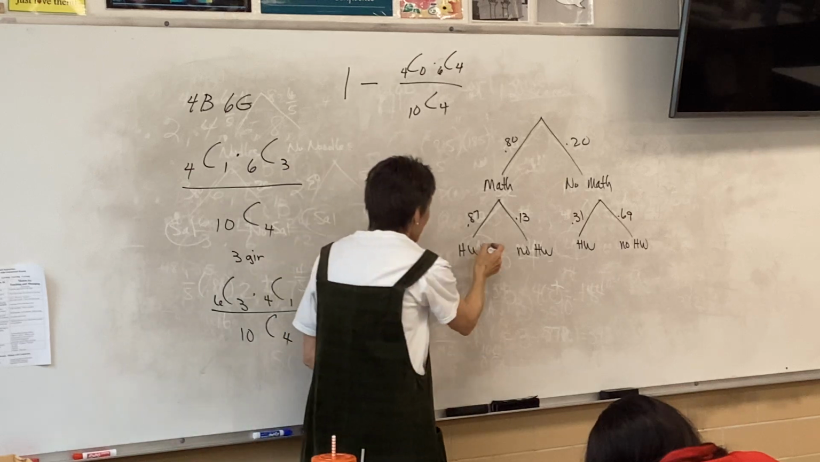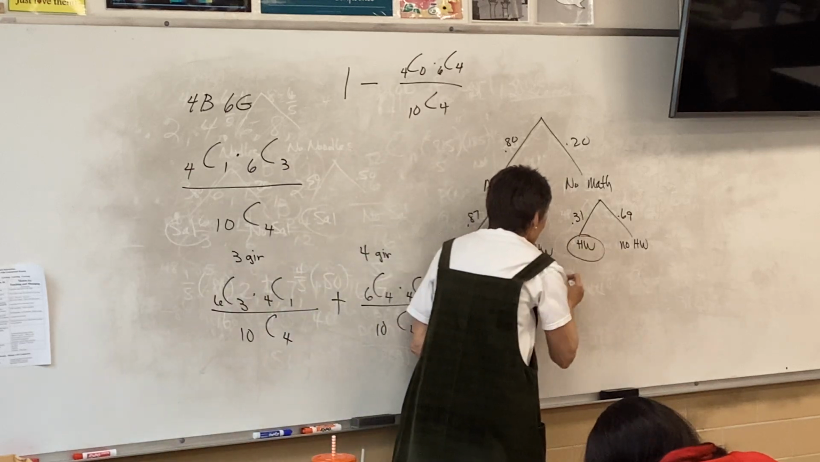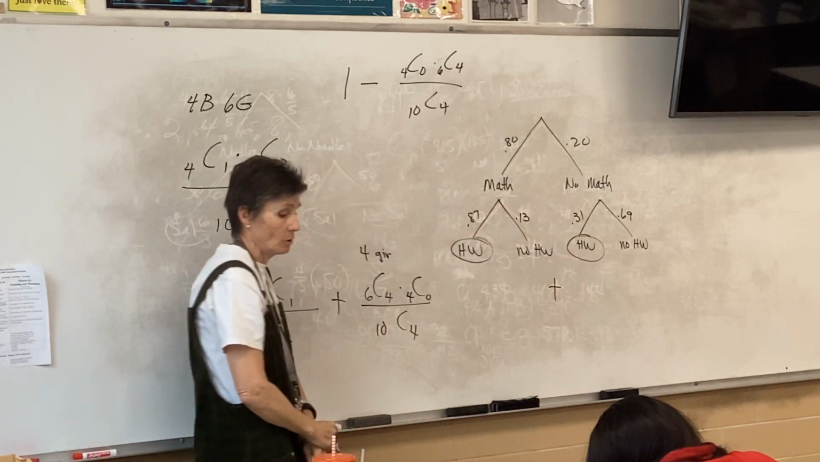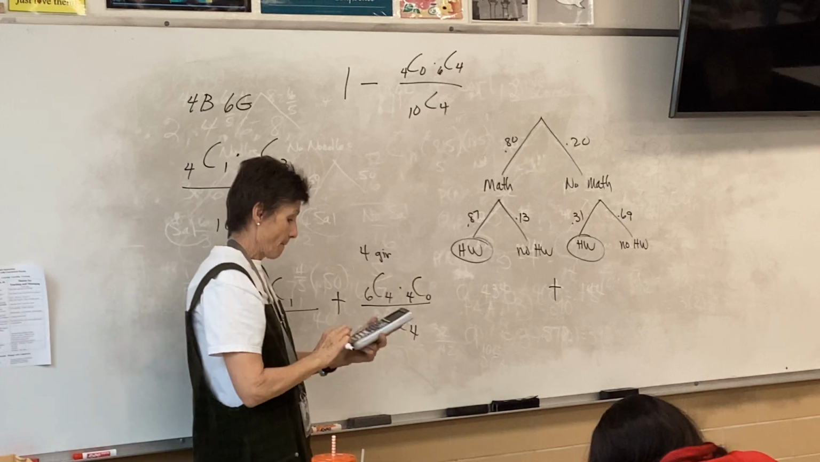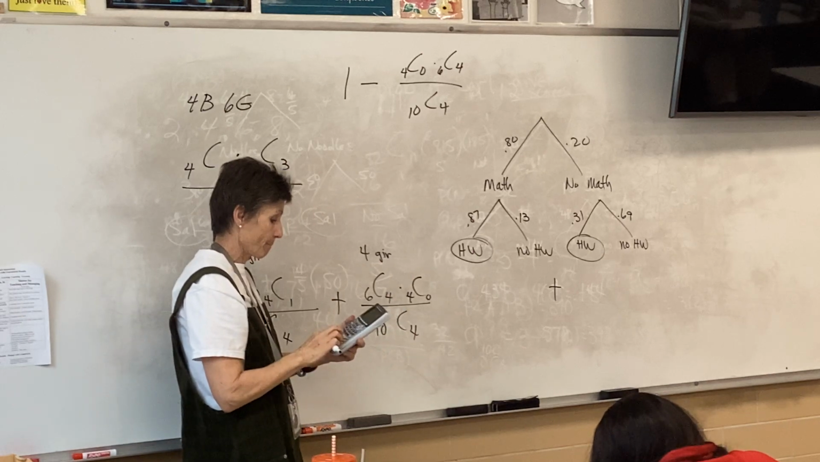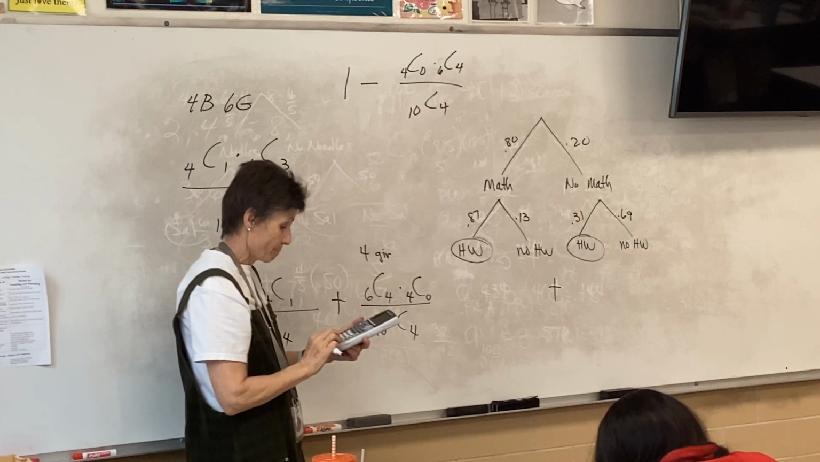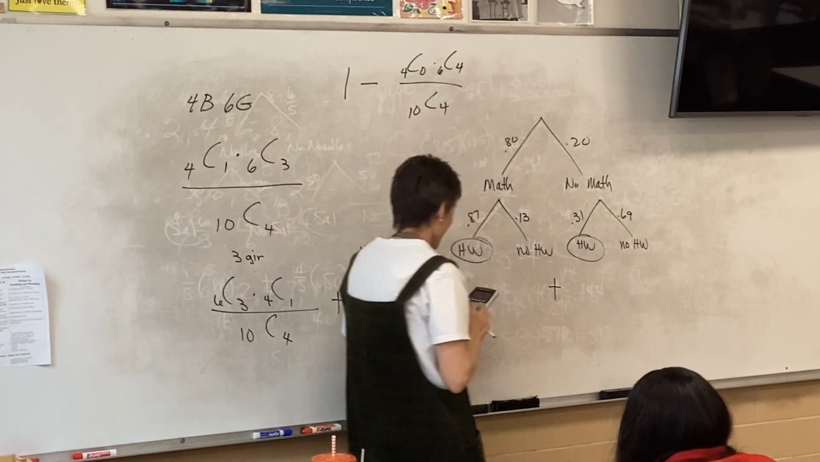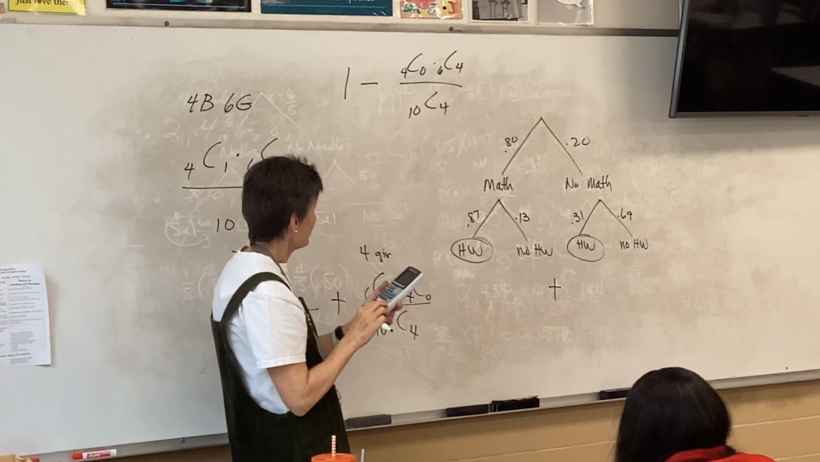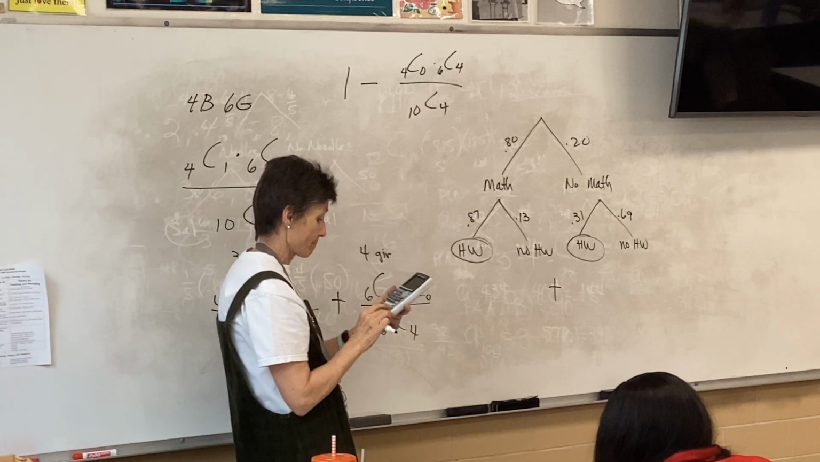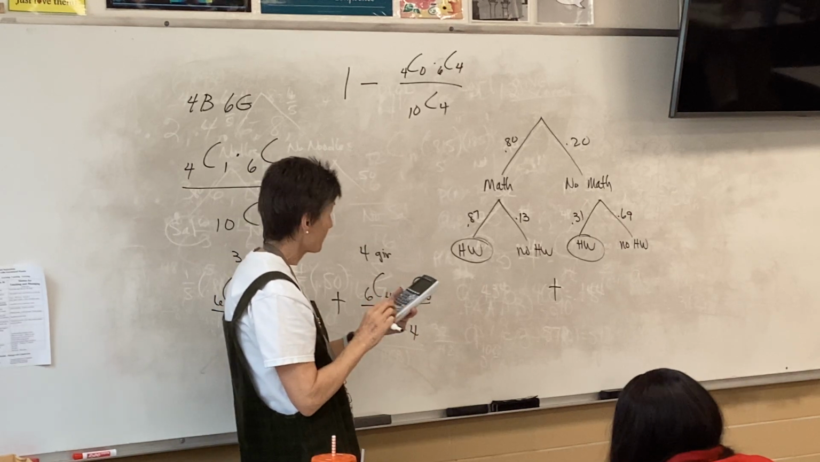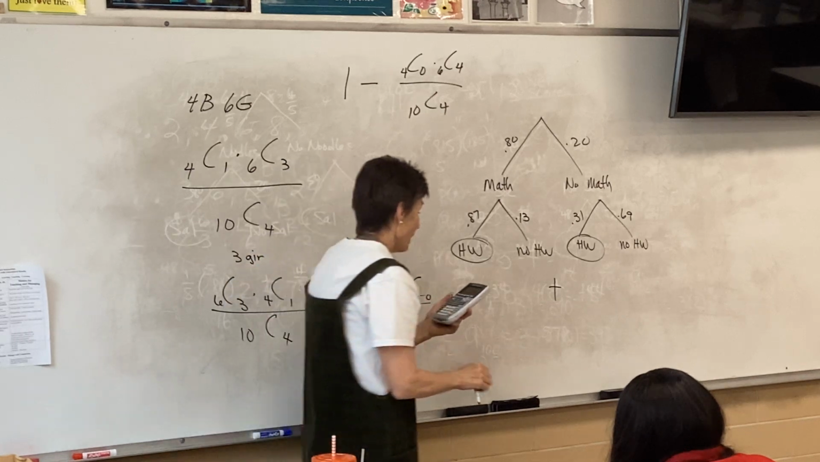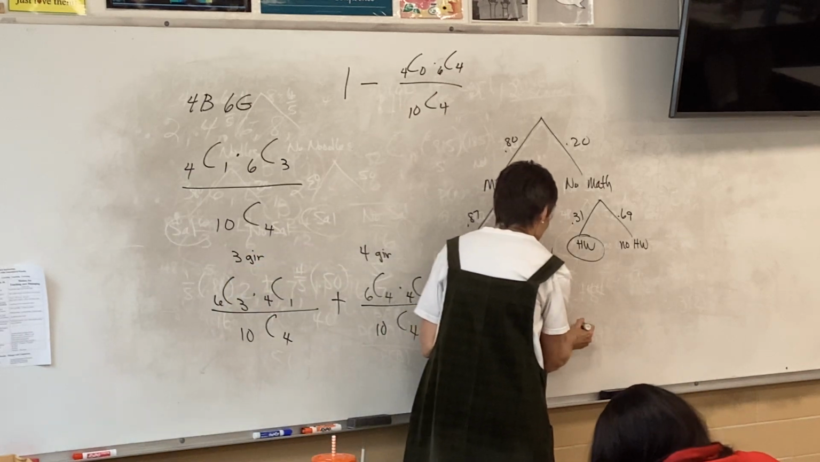Here we go. What are we going to do? We want the total probability. The total. 0.8 times 0.87 plus 0.2 times 0.31. All right, I definitely did something wrong. All right, did you get 0.758?